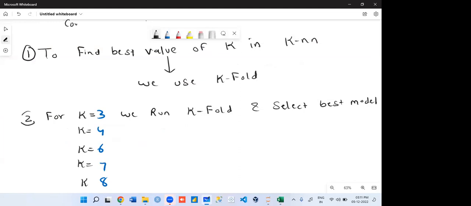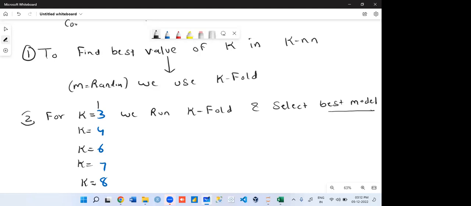Now these values, guys, the software will not decide, these values we will enter manually in the software. This is manual entry decided by us randomly. For each K value, how many runs do we run? K fold and select this one.